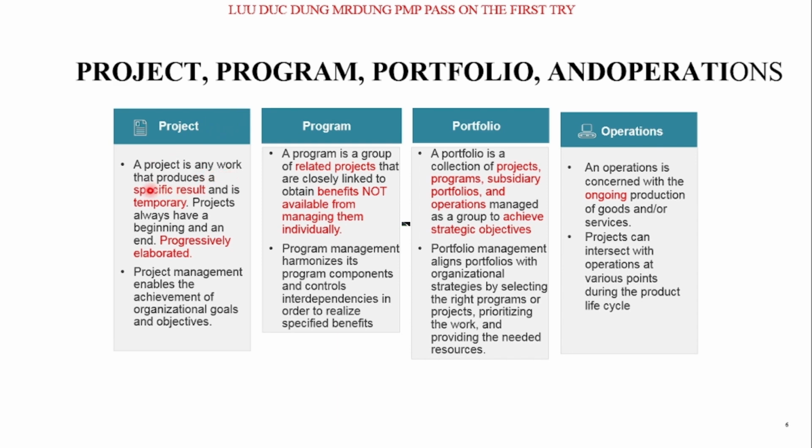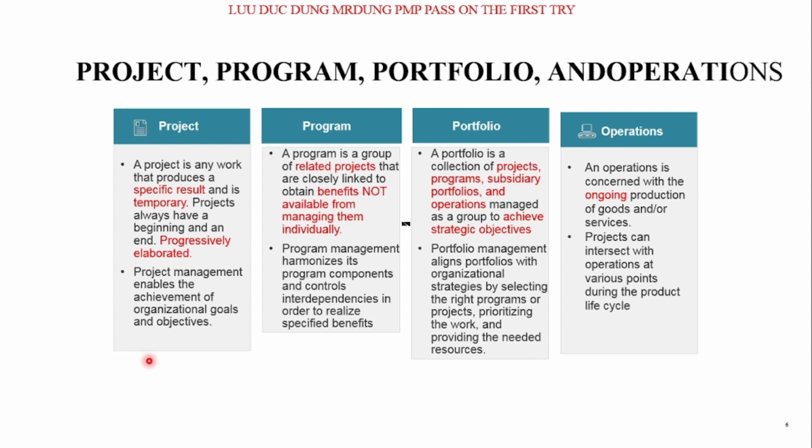A project is any work that produces a specific result and is temporary. A project always has a beginning and an end. Progressively elaborated, or another word is iterative. Project management enables the achievement of organization goals and objectives. So for the project, the highlights are specific result, temporary, progressively elaborated or iterative.